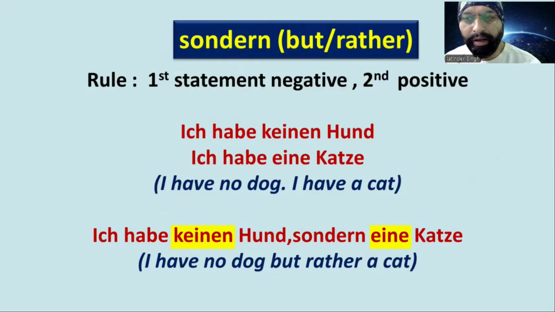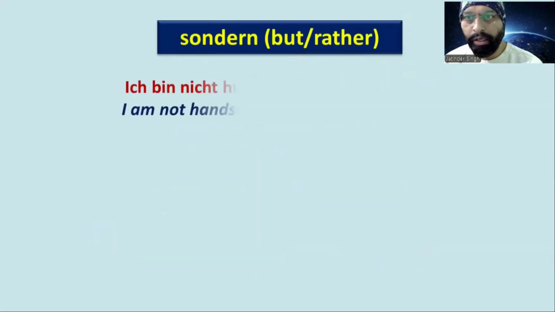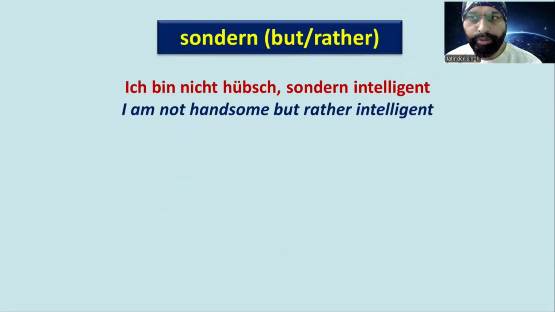One more thing you have to remember: when you use this particular conjunction, you have to use a comma after the completion of the first sentence, the main clause. So this is the structure of sondern. The first sentence will be negative and the second will be positive. Now we see some more examples with this conjunction. Zum Beispiel, ich bin nicht hübsch, sondern intelligent. I'm not handsome, but rather intelligent. In the first sentence, nicht is a negative word.